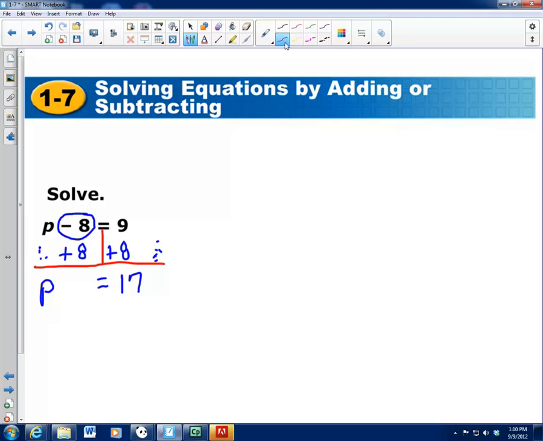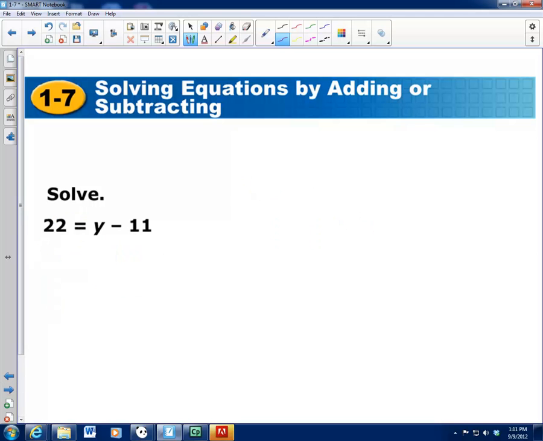Now, you can always check your answer also by substituting this value back in to your variable. Okay, so to check that, we simply put this 17 in for the variable. So this would be like 17 minus 8 equals 9. Well, let's check it. 17 minus 8 does equal 9, so that checks, and we know that we got it correct. Okay, now if you did something wrong here, whenever you did your check, you wouldn't end up with 9 as your answer. You would end up with something else. All right, let's move on to the next example.